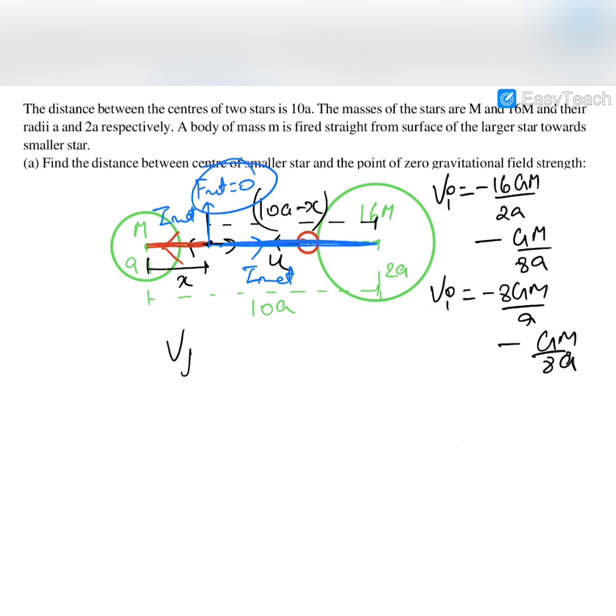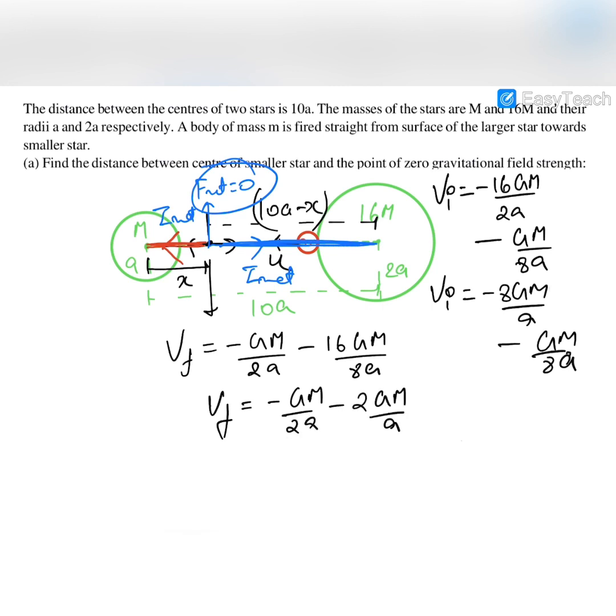So we can say that the final potential will be the potential at the neutral point, and it would be minus GM by 2a, and this is minus 16 GM by 8a. This distance is 8a. So the final potential will be equal to minus GM by 2a minus 2GM by a. Okay, so it would be equal to minus 5GM by 2a.